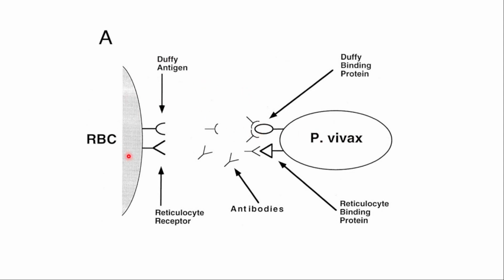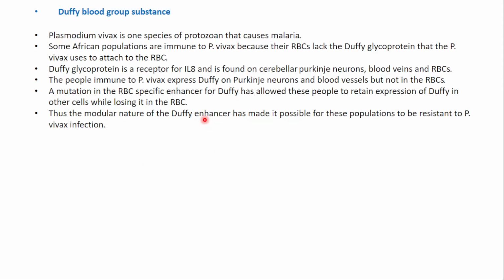So Duffy antigen is an important protein which allows the infection of Plasmodium vivax onto RBCs. Now, what happens to an individual with a mutation in Duffy enhancers? Let's revisit again. Plasmodium vivax is one of the species of protozoan that causes malaria. Some African populations are immune to P. vivax because their RBCs lack the Duffy glycoprotein that the P. vivax uses to attach to the RBC.